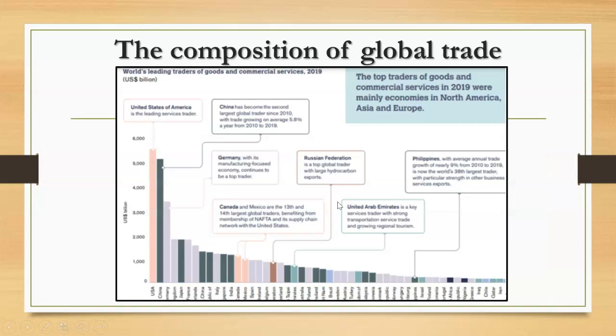Okay, next we may need to know the leaders of trading. World leading traders: the US is the first, followed by China, then Germany. That's it, we need to know 3. The rest no need. So for the composition of global trade, that's about it that we need to know.